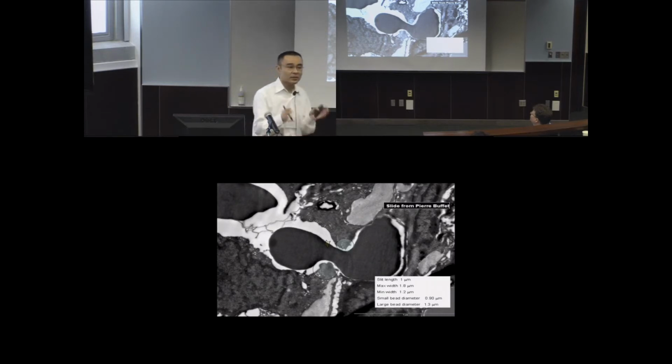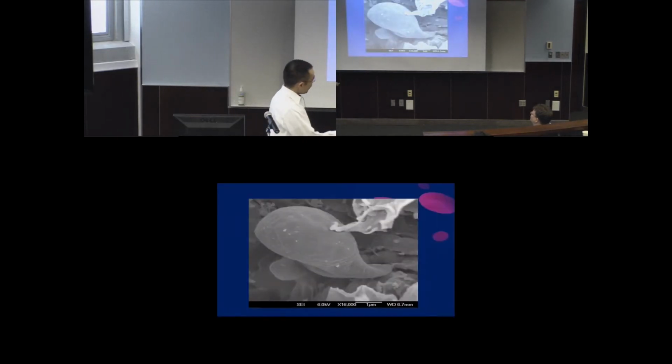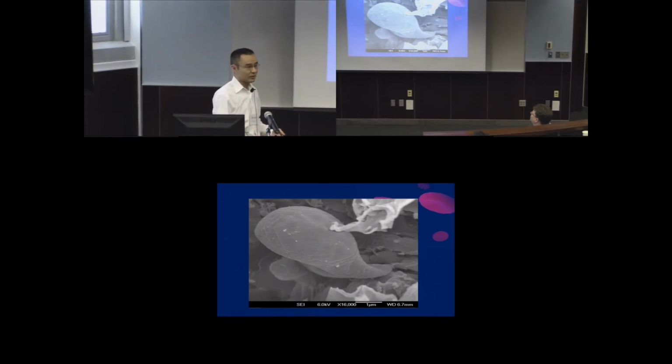However, in the experiment, it's hard to measure the exact cell deformation and even the pressure. That's why we need our simulations. This is another SEM image of this spleen slit with a red blood cell.